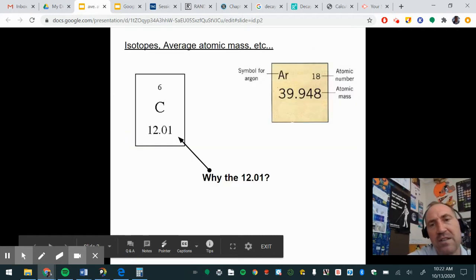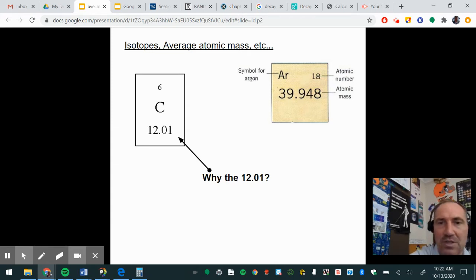Okay, so take a look at this. Have you ever wondered why there is a 12.01 for the average atomic mass? And why is there a 39.948 for the average atomic mass? And why are they calling it an average? So we're going to take a look at where this average comes from and why it's related to how many isotopes are present and why it's not always an easy average. That's what we're going to explore today: where did these decimals come from, and how do we use them?